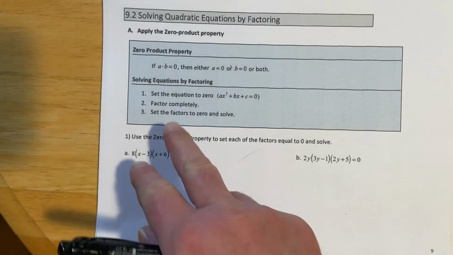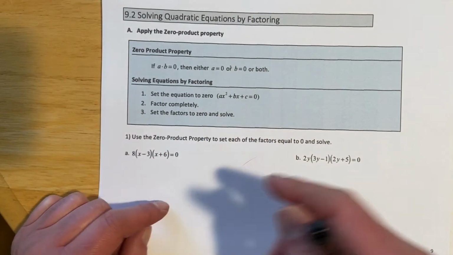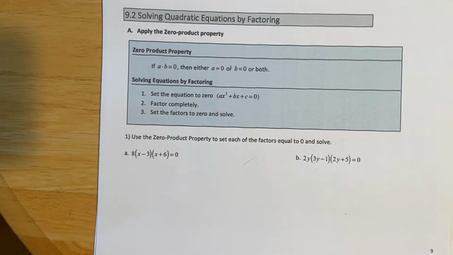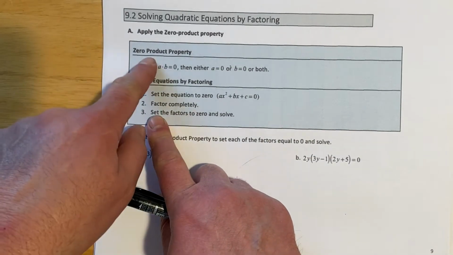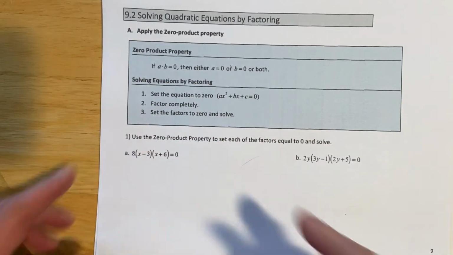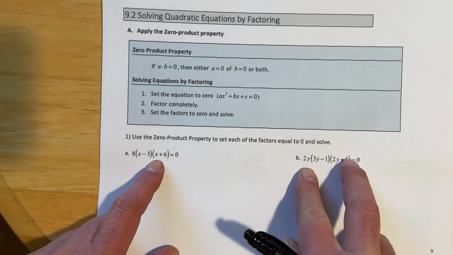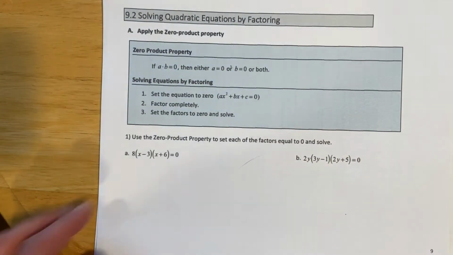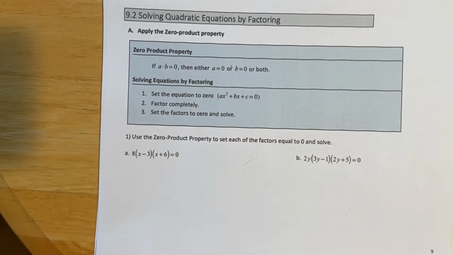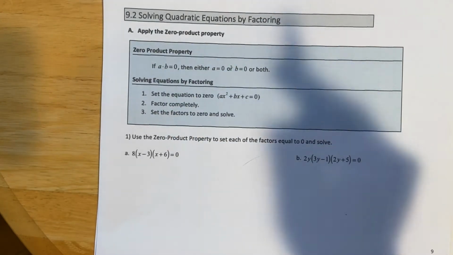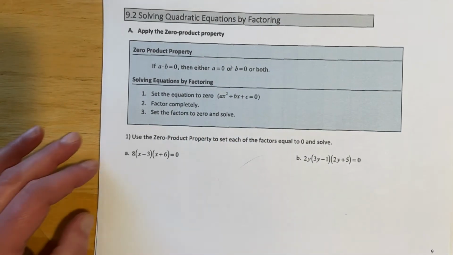So our steps for solving by factoring are first to get the equation set to zero, factor it completely, and then the zero product property is where we set the factors to zero and solve. These first couple are already factored for us, just to show this piece of it, and then the rest of the homework will be actually factor and solve.